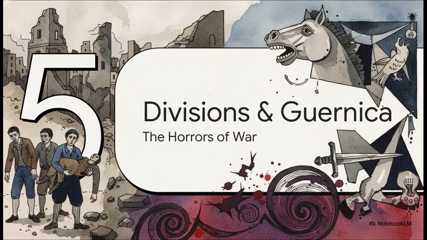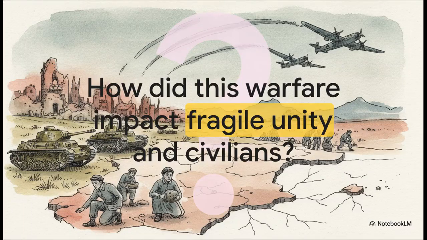That takes us to Section 5, Internal Divisions and Guernica. With all these foreign tanks rolling across the landscape and foreign bombers in the sky, we have to ask, how did this huge influx of modern international warfare actually impact the civilians caught in the middle? And how did it affect the fragile unity of the Republican government trying to manage it all?